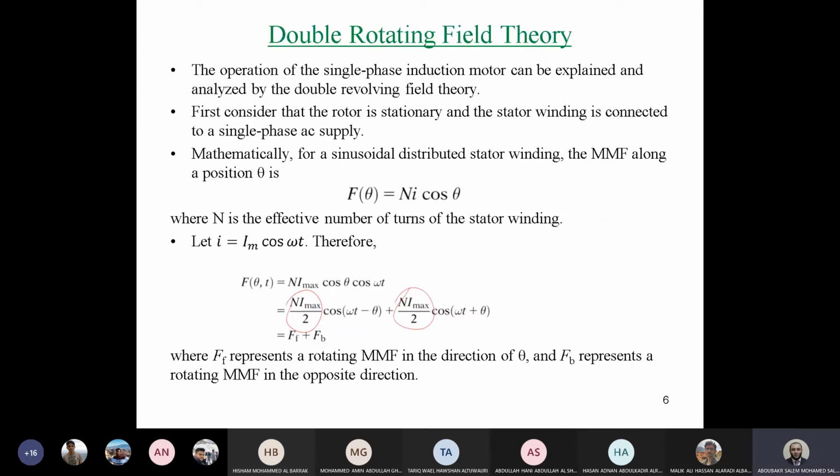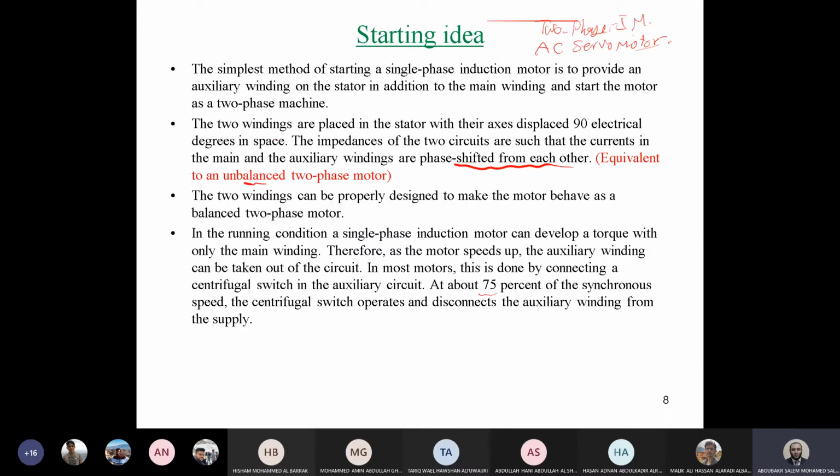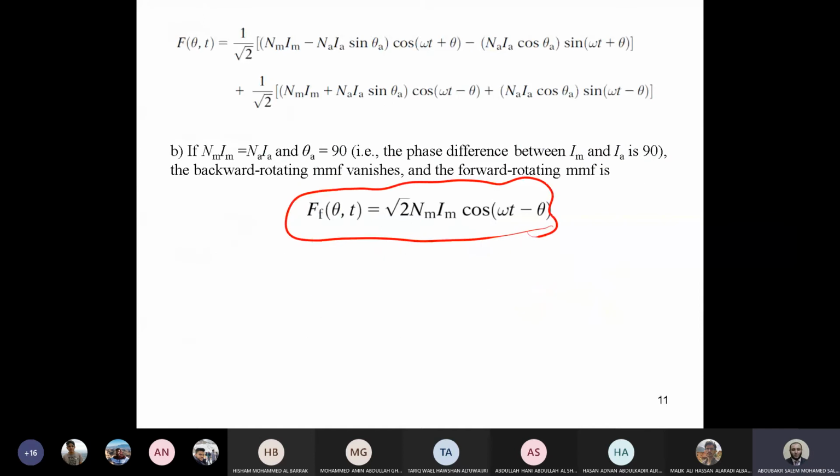So comparing this with the double rotating field theory, what we have here, at a certain condition, is a component of flux. And in this component of flux, we can have a torque for the machine in the forward direction, because it's in the angle of forward direction, as you can see, omega t minus theta. And this can now make starting in that direction. So this theory, or this way, is the method used to make starting in an automated way without any spin for the motor. Okay, so this is the automated solution.